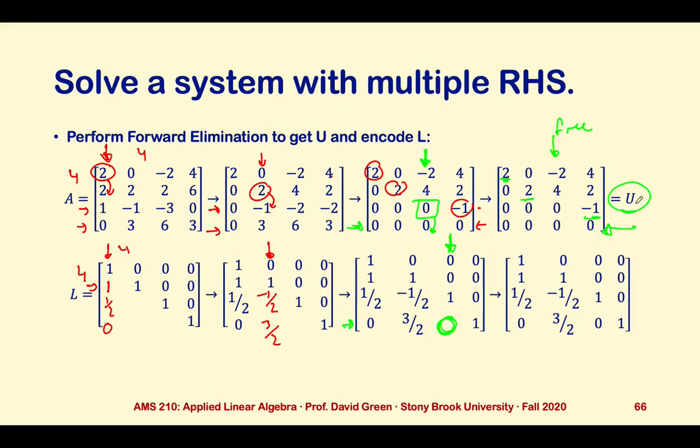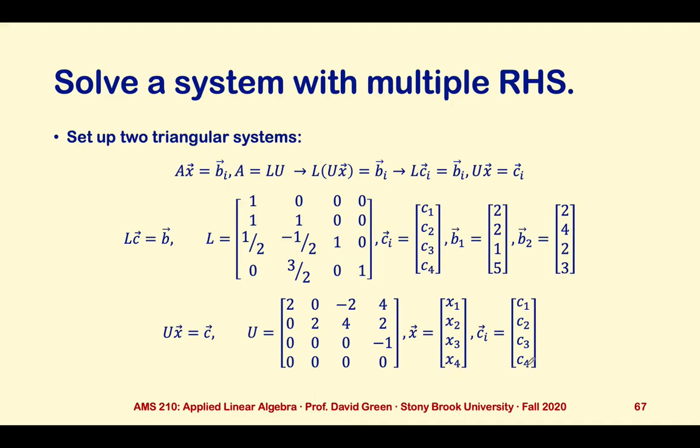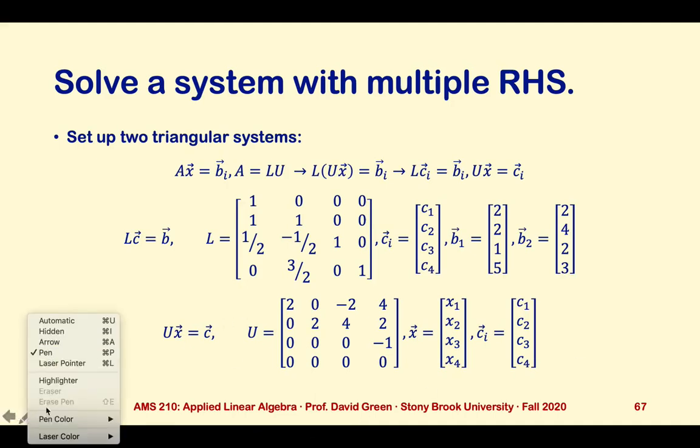This is our matrix U, the end point of Gaussian elimination, and we have stored the results of that elimination in L. Now that we have found L and U, we can represent the system as our pair of triangular systems.